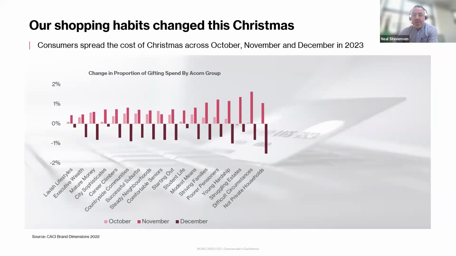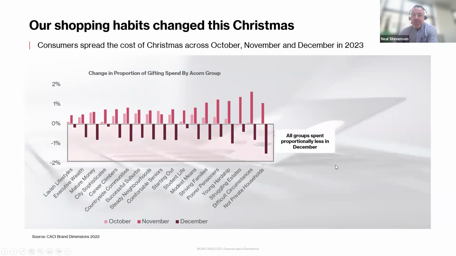The cost of living crisis has had a clear and visible impact on consumer shopping habits. Our data showed in October that consumers may be looking to spread the cost of Christmas across a longer period, and we've absolutely seen this happen. All Acorn groups spent a lower proportion of their gifting wallet in December 2022 compared to December 2021, with the bars on the bottom of the graph showing the decline year on year in December.